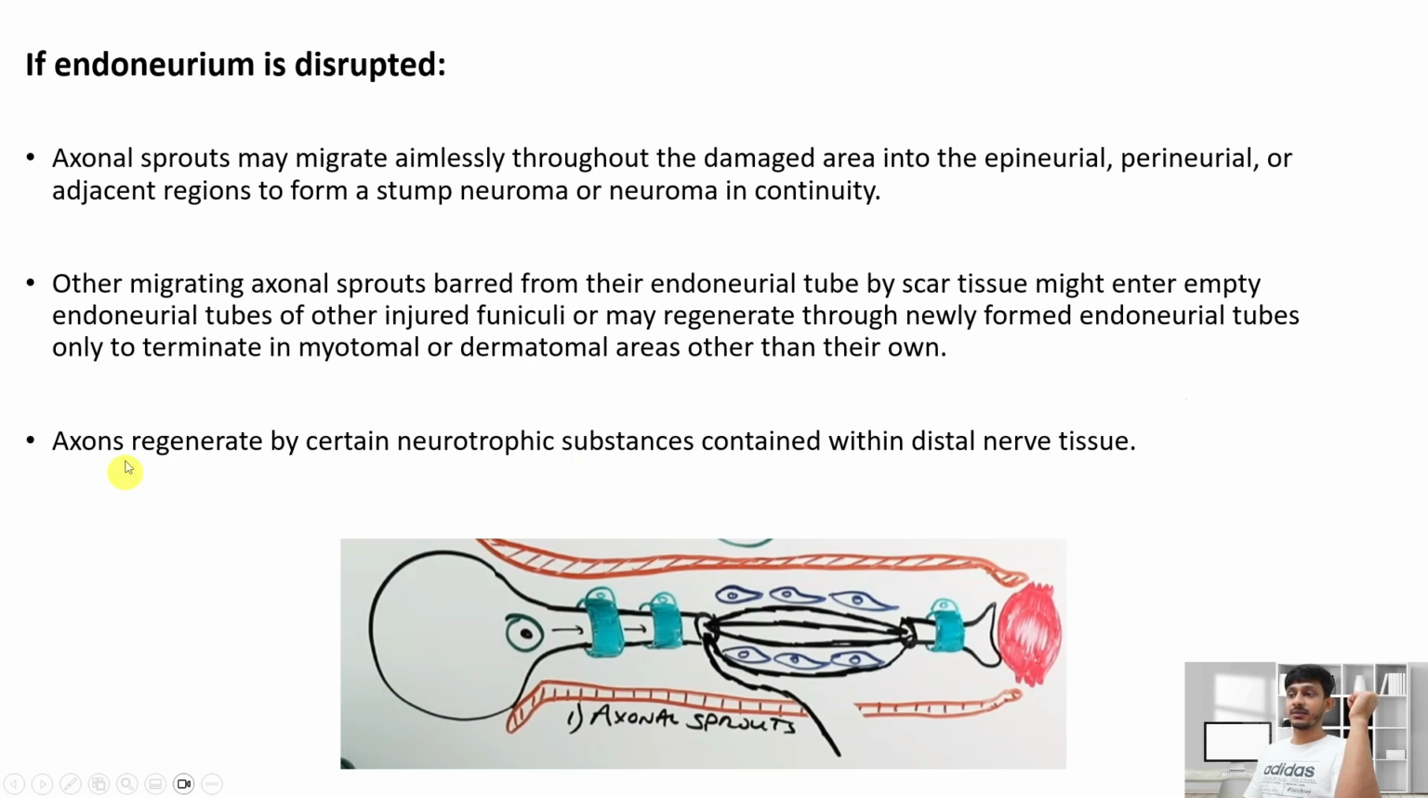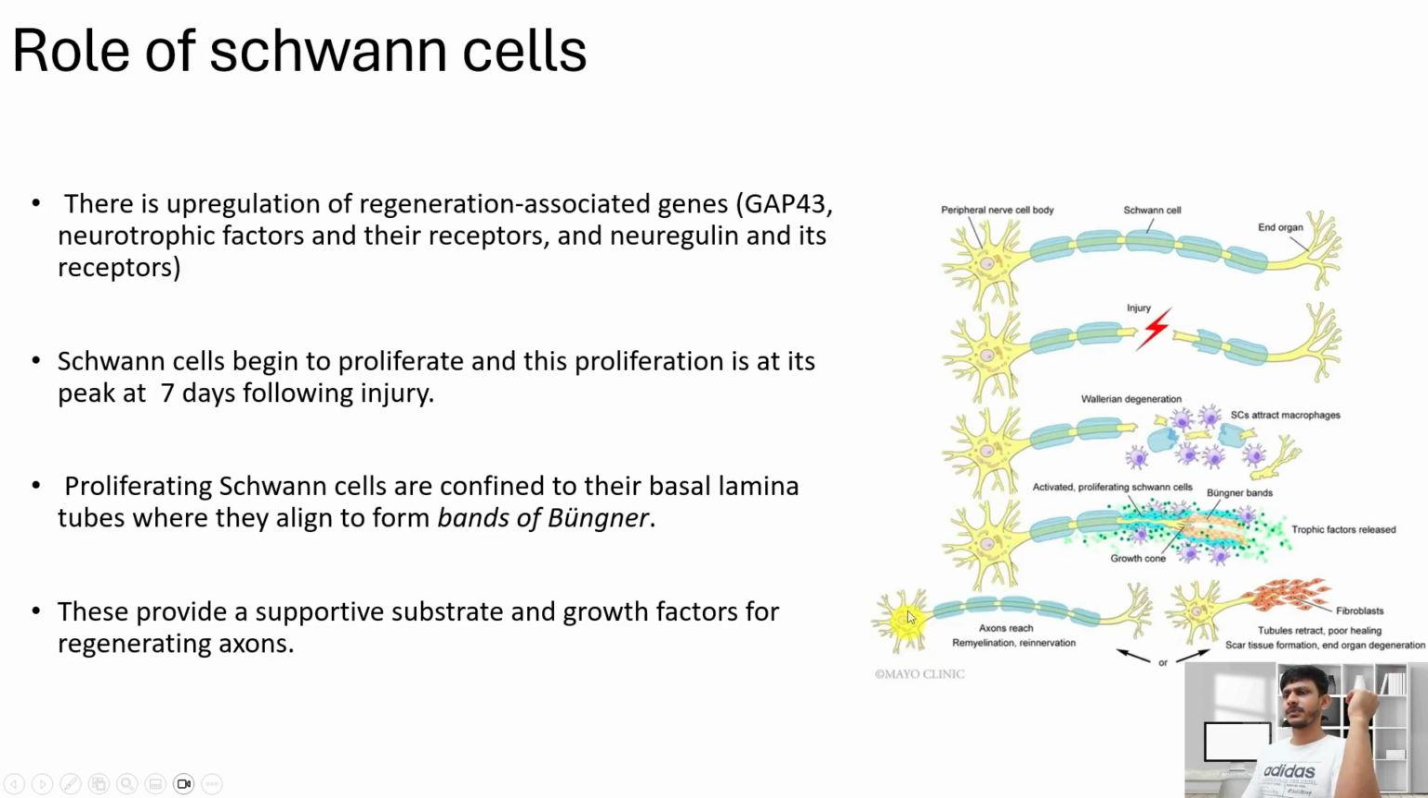Axons are attracted by neurotrophic substances within distal nerve tissue. So if the endoneurium is intact and the distal nerve tissue produces these trophic substances, the axonal sprouts will reach the distal stump and it will lead to full regeneration. The main role of Schwann cells is to provide a supportive substrate and growth factors for regenerative axons, forming something called Bungner bands, and also to produce trophic factors and guide the axonal sprouts from the proximal stump to the distal stump.